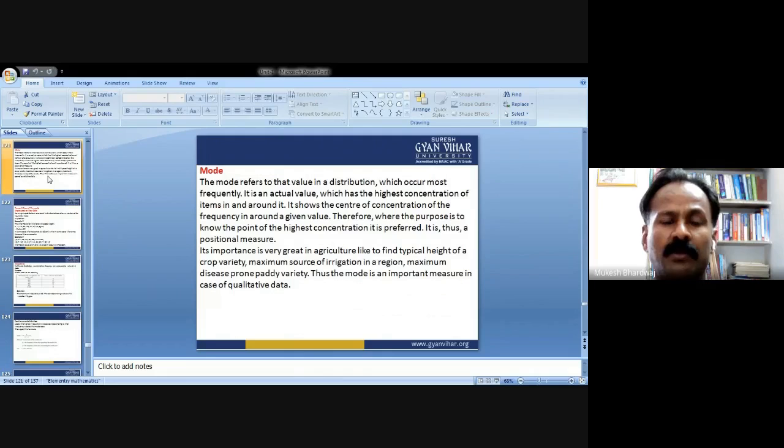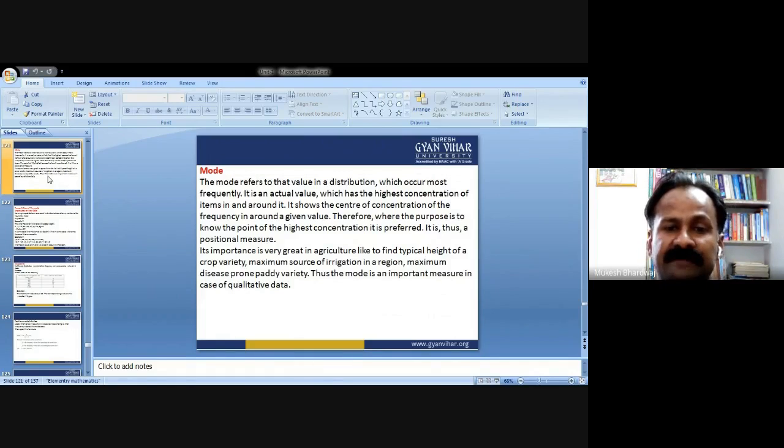Okay. Now the mode. The mode refers to that value in the distribution which occurs most frequently, or we can say the most repetitive number in a series or in data is called a mode. It is an actual value which has the highest concentration of items in and around it. It shows the center of concentration of the frequency in and around a given value. Therefore, where the purpose is to know the point of highest concentration, it is preferred. It is thus a positional measure.